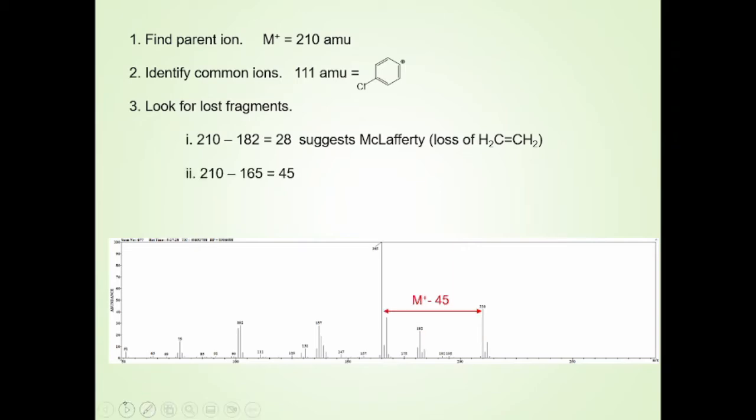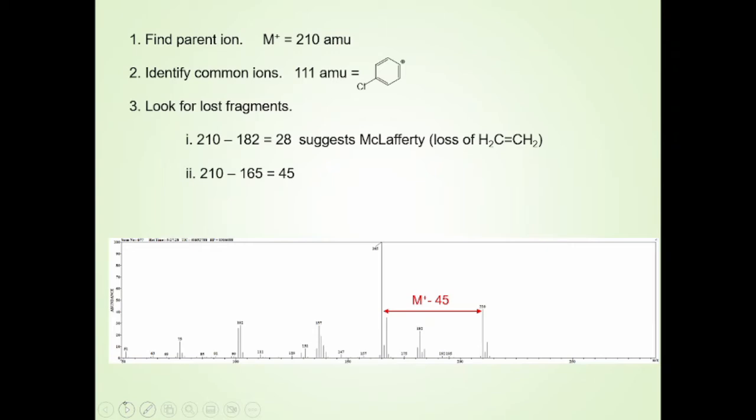If we go to the peak at 165, we look again, and we always start with the parent ion and then the difference in mass there. This is a difference of 45. Again, this is a mass for a common ion, and that is the ethoxy group. And so that indicates that whatever we have, it lost an OCH2CH3. So ethyl ether or ethyl ester would be the common sources there.